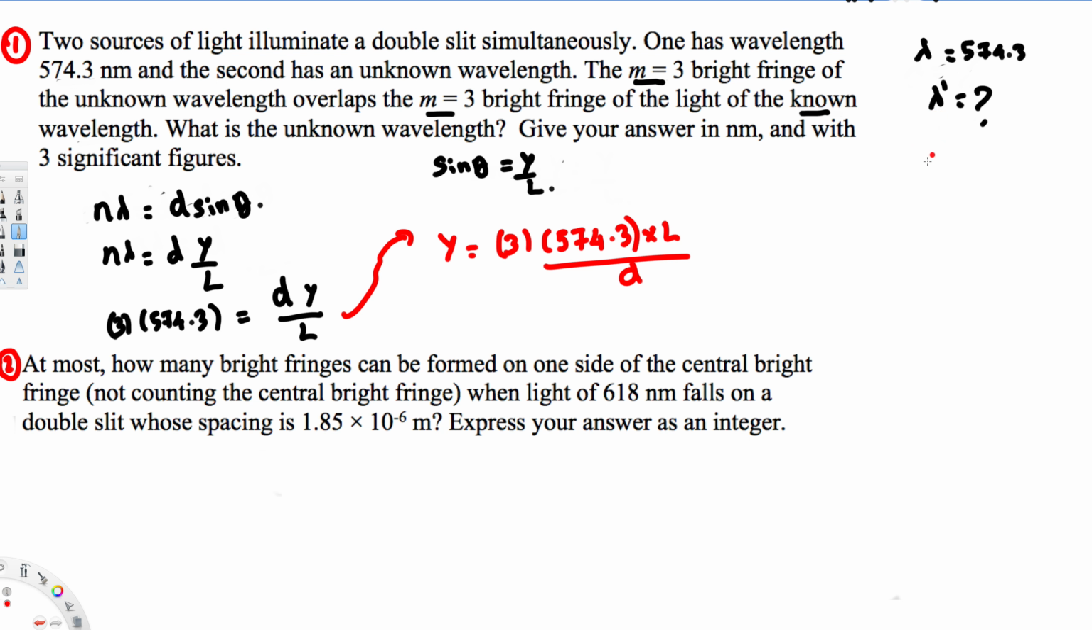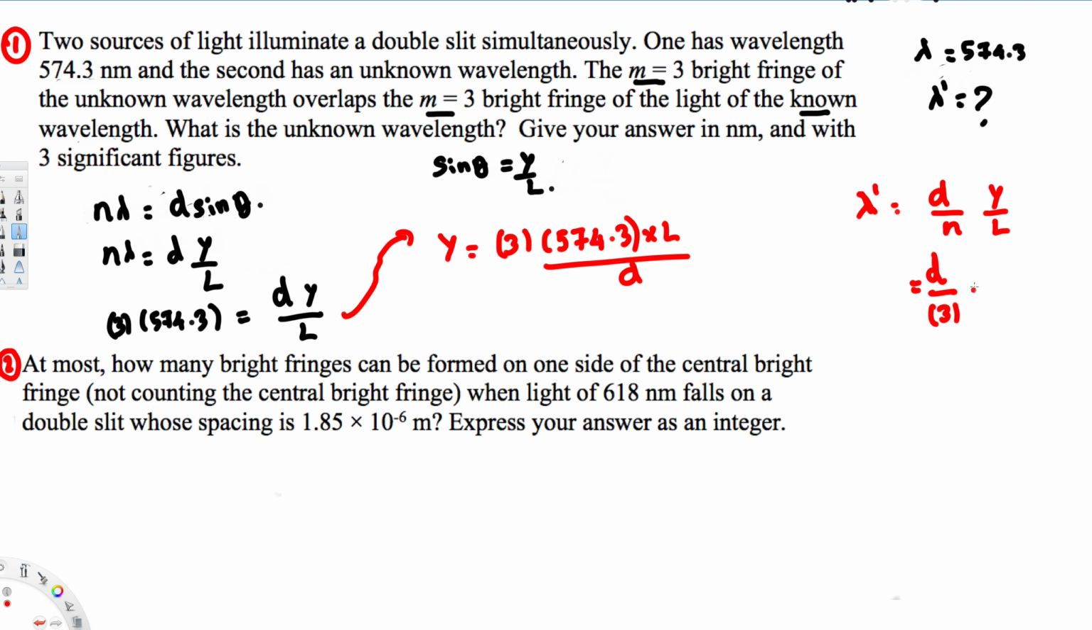Now let's deal with the second, unknown wavelength. It's going to be the same equation. Now let's rearrange this equation. So this is going to be lambda is equal to d over n times y over L. Okay, and we found out y is this one. So let's write this one first: d over n, where n value is 3. For this one also d is unknown, but it's going to be the same as the previous one, because they are saying two sources of light illuminate double slits simultaneously. So we are dealing with the same double slit.